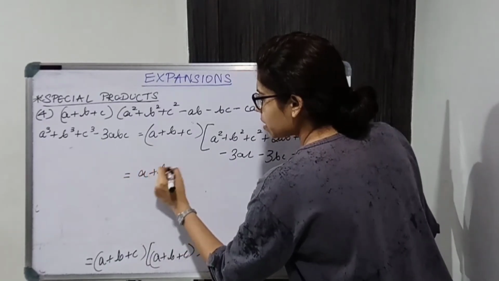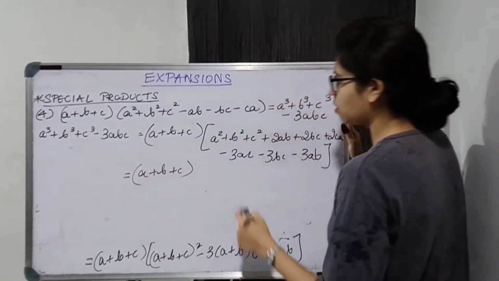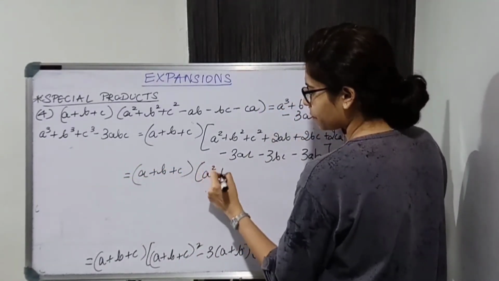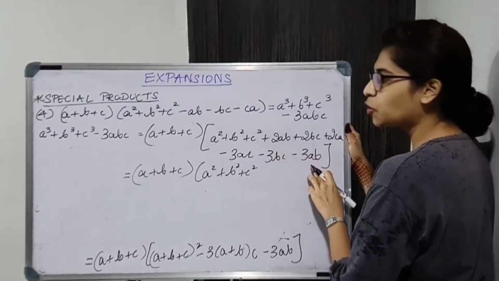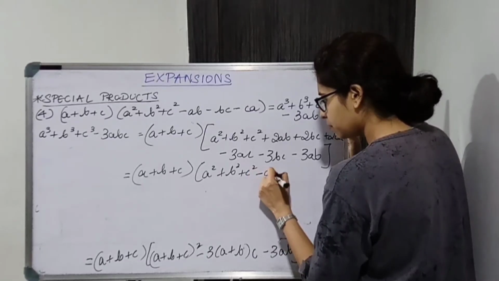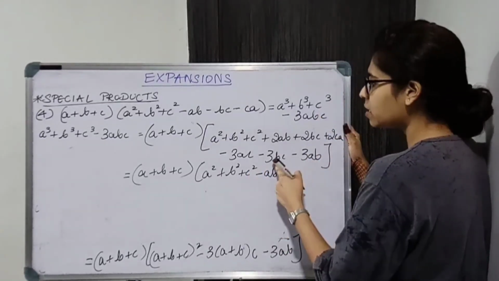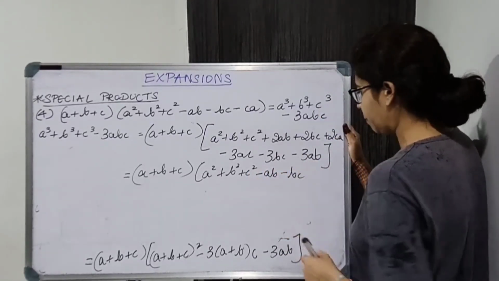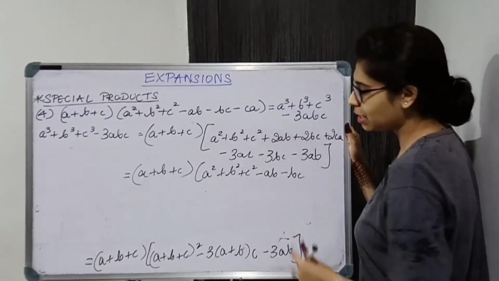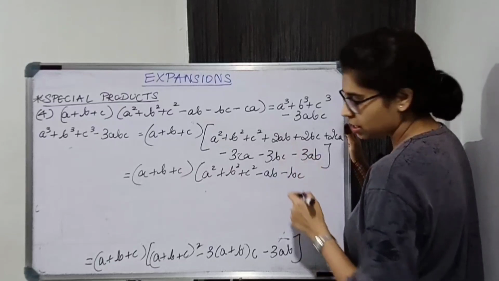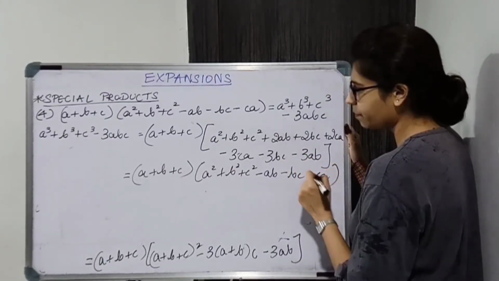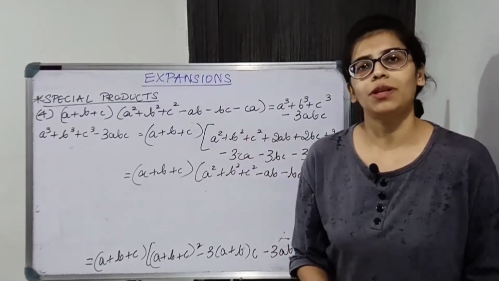So a plus b plus c, there is a square plus b square plus c square. 2ab minus 3ab gives minus ab. 2bc minus 3bc gives minus bc. 2ca minus 3ca, ac or ca is one and the same, so 2ca minus 3ca gives minus ca. So we derive the formula.